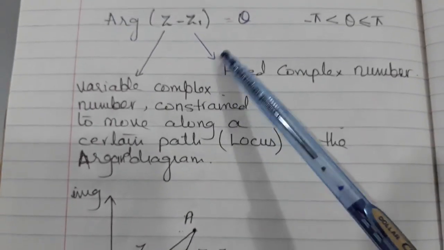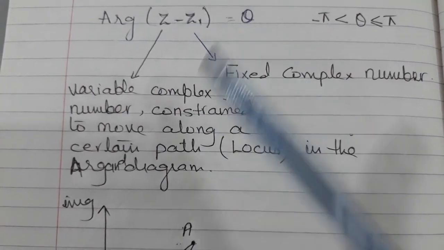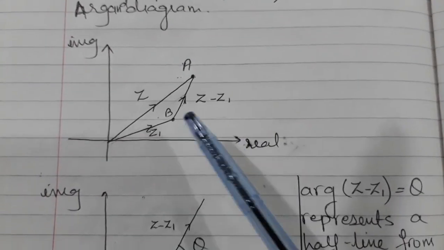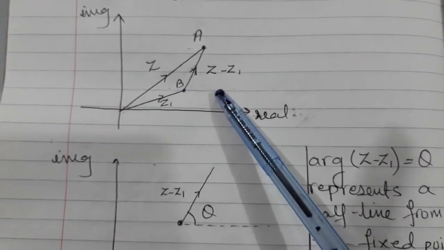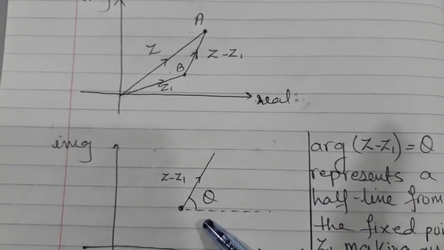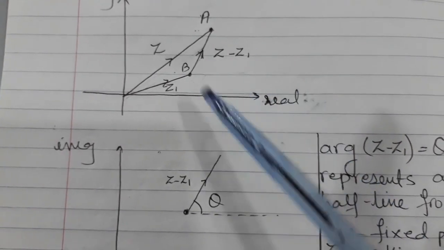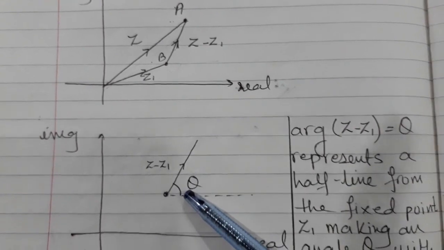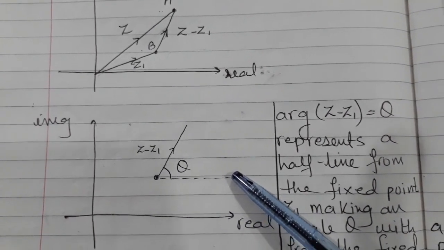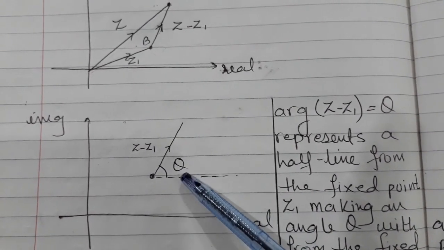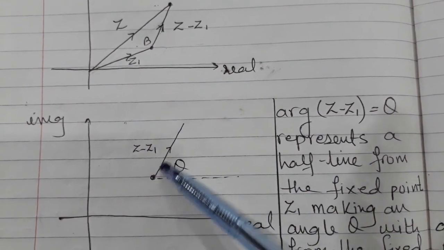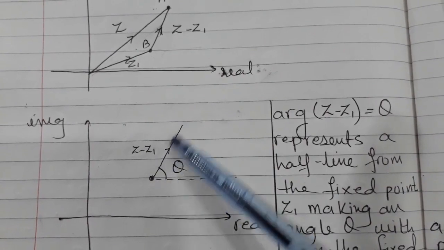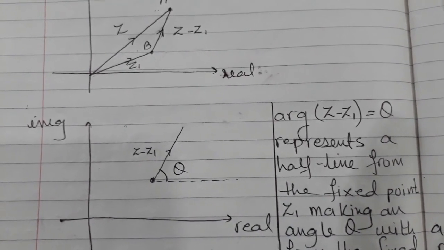Now when we say argument of z minus z1 equals theta, it means you have to draw a horizontal line here. I have taken another diagram apart from this one. This is my z minus z1, and I am drawing a line here in the positive direction and making an angle theta from this horizontal line to the vector z minus z1. Now this is called a half line. We do not draw it on this side.